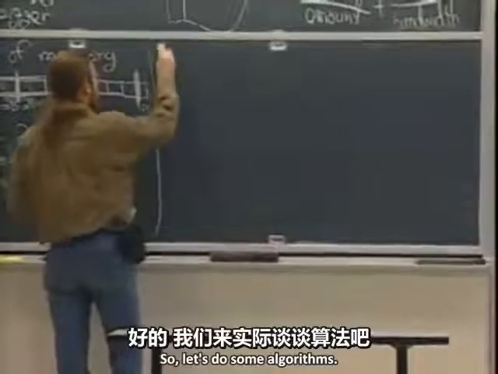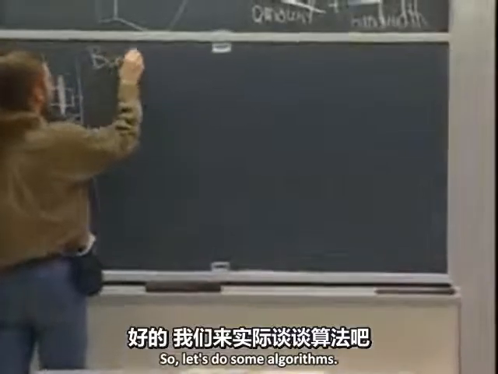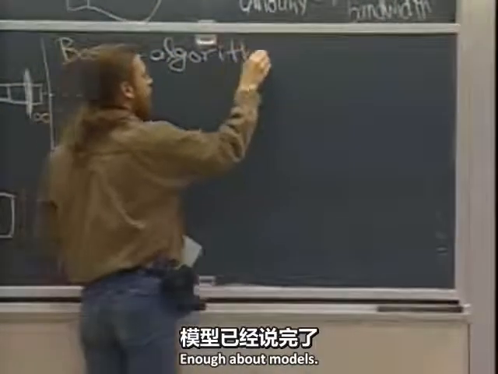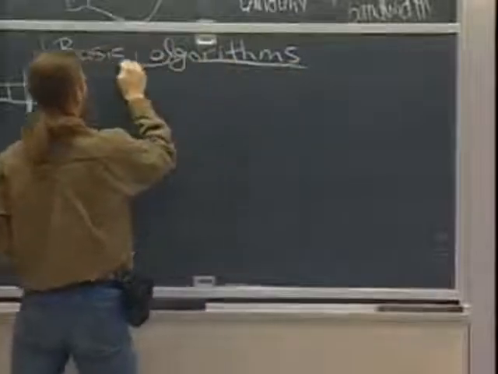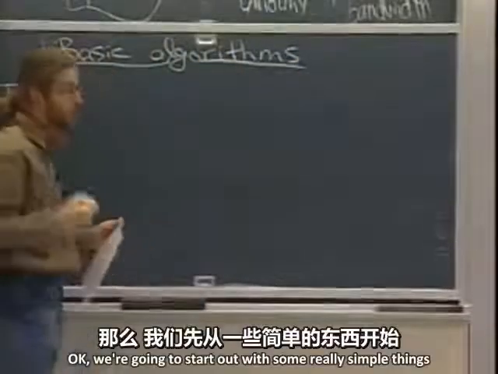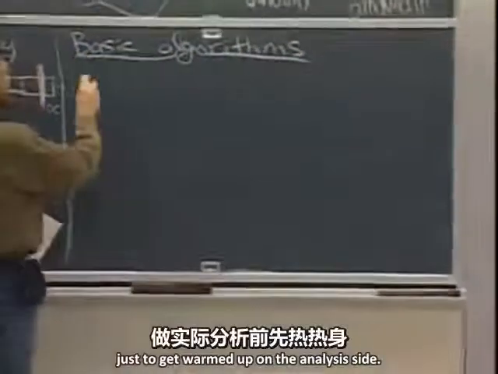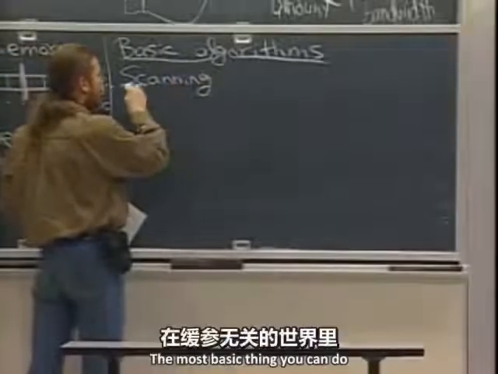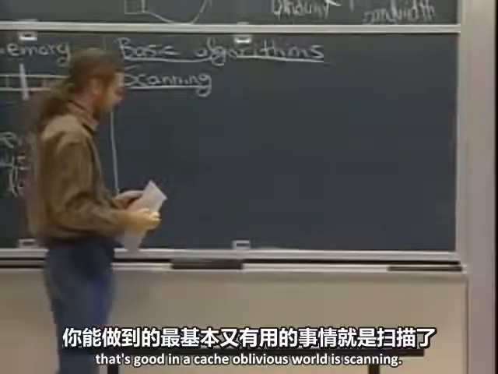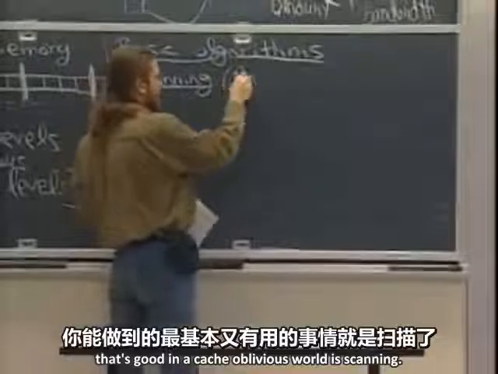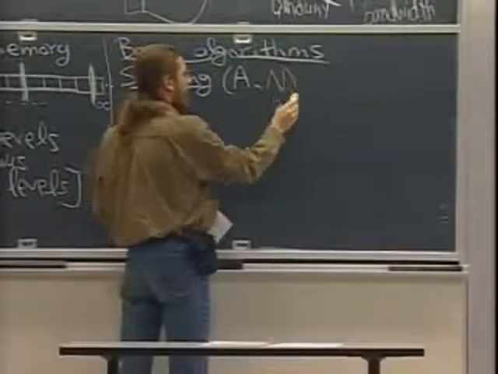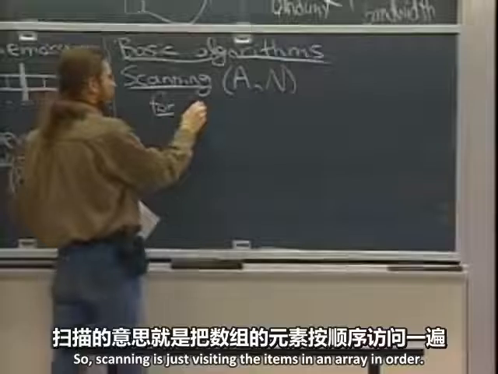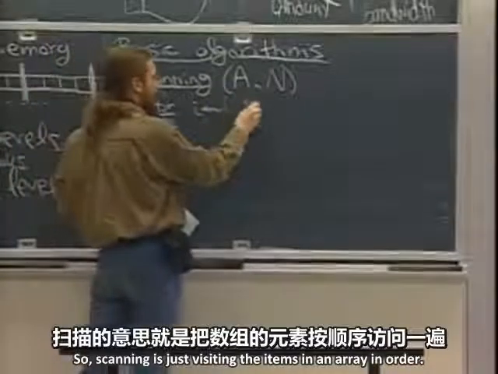So let's do some algorithms. Enough about models. We're going to start out with some really simple things just to get warmed up on the analysis side. The most basic thing you can do that's good in a cache oblivious world is scanning. So scanning is just visiting the items in an array in order.